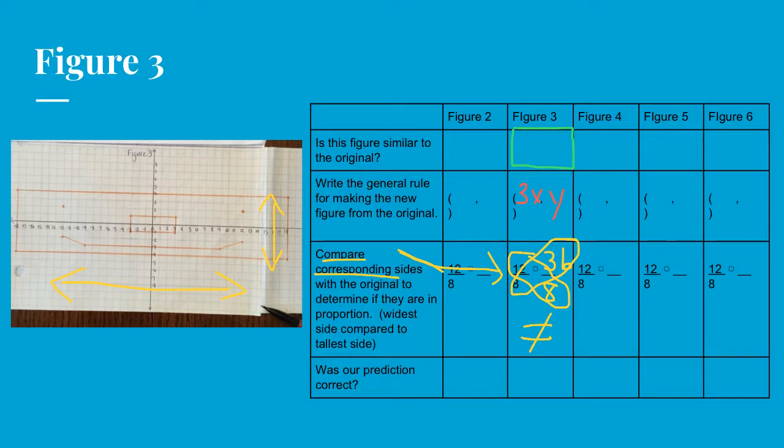And so there are really two things that you need for a similar figure. You need the same scale factor or multiplier, and I'm not sure we have that. I'm multiplying x times 3, but I'm multiplying y by 1 in essence, so that doesn't work. And the sides are not in proportion. This is not a similar figure. So you can check your prediction. Were you correct?